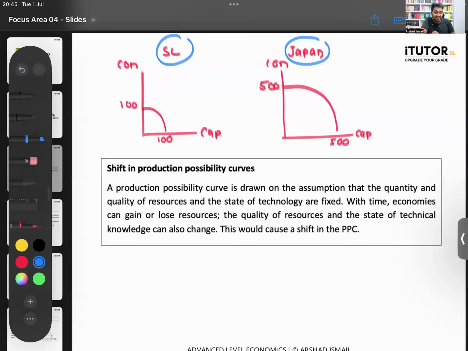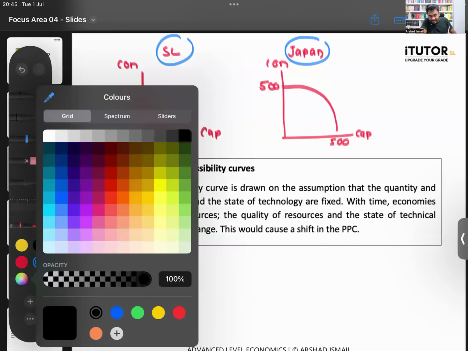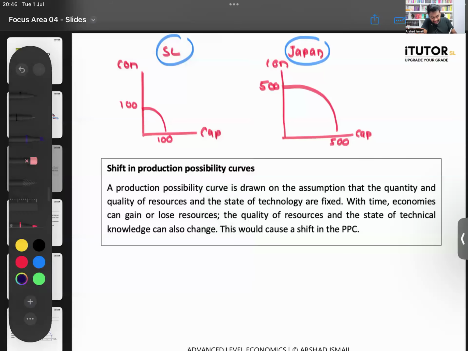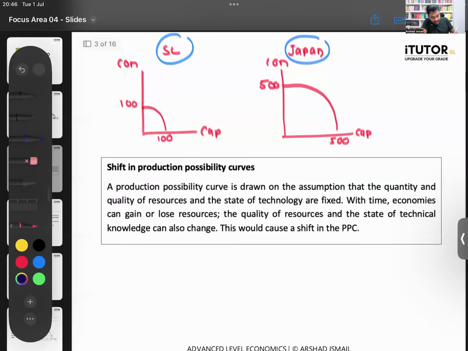What are the determinants of a PPC? That is what I'm asking you. How did Japan's PPC become so big? So what are the determinants? That is what we are going to learn, the determinants of a PPC. That's there in the previous slide also. So what are the main determinants?